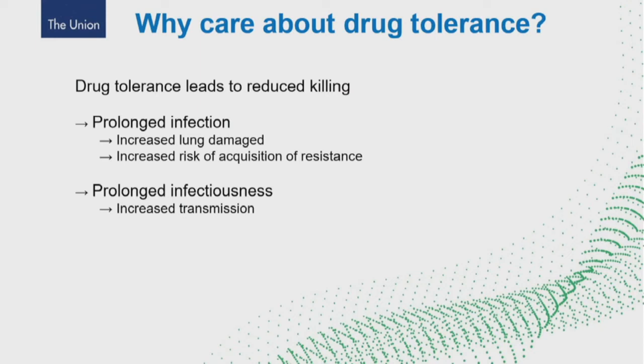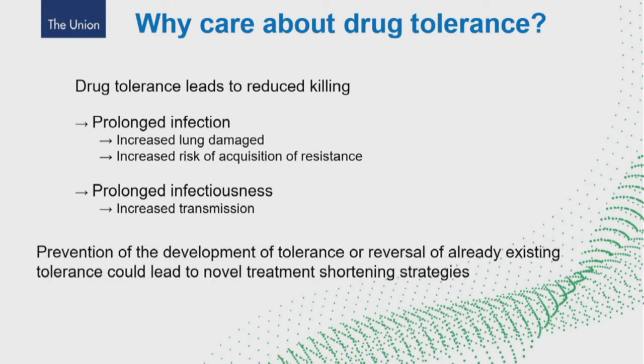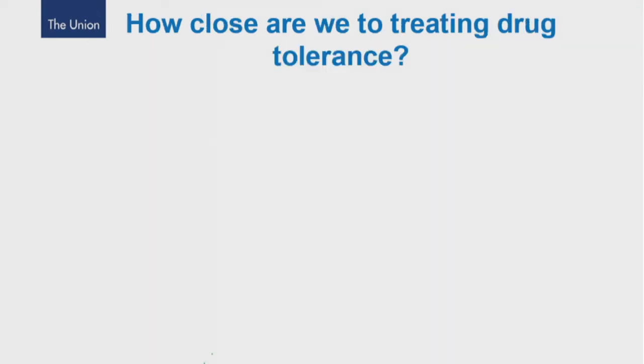Well, it leads to reduced killing. So we have prolonged infection, increases lung damage, as we saw this morning, increases risk of acquisition of resistance. And related to this session, you have prolonged infectiousness and increased transmission. So prevention of the development of tolerance, or the reversal of already existing tolerance, could lead to development of novel treatment shortening strategies. So is this pure fantasy, or can we actually do this?